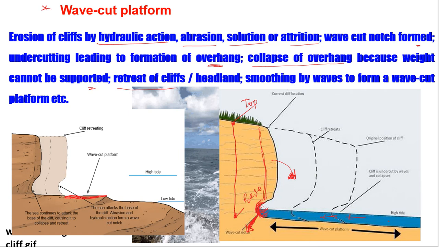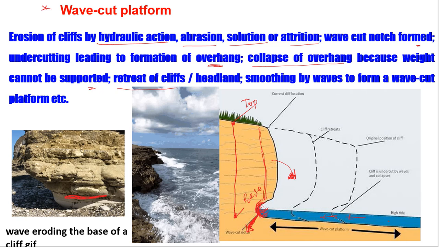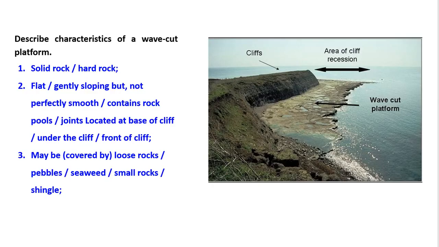So now, how does this look in a real-life setting? So here, they might give you a question like this and ask you to describe what is happening. Now, if you look at this, you find out that here, the wave will attack this base. This is the top and this is the base. So once it attacks this base, it will now form a wave-cut notch here. So this point is a wave-cut notch. Now, you find out that this part of the cliff is hanging. So that is now the overhang. This will now collapse over time, leaving behind here a wave-cut platform. So this is how the characteristics of it look.